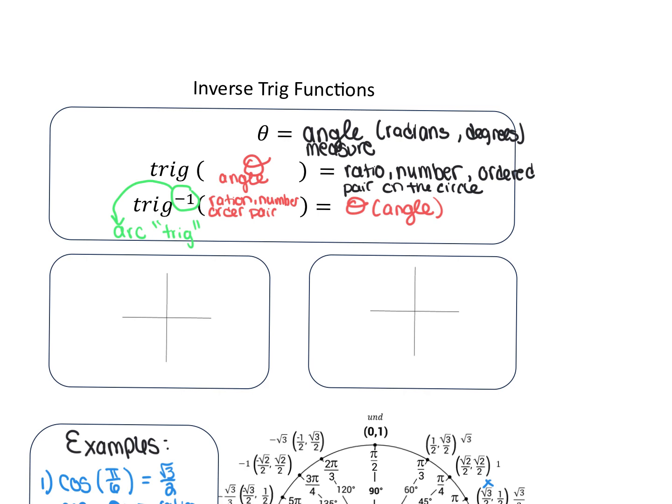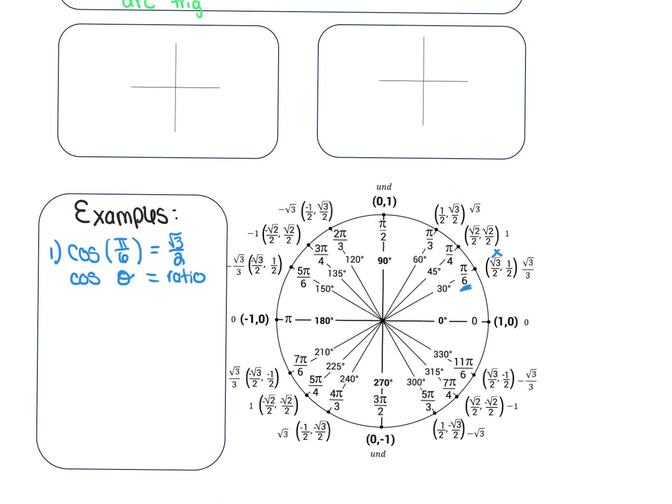So I'm going to go back down to the examples. And we're going to do number 1, but the other way around. So if I do arc cosine of, and here goes the ratio, sorry, that's supposed to be root 3 over 2. Again, right here is the ratio, and it came from the angle pi over 6, or we could even say 30 degrees. So this was an arc cosine of a number equal the theta, or the angle.